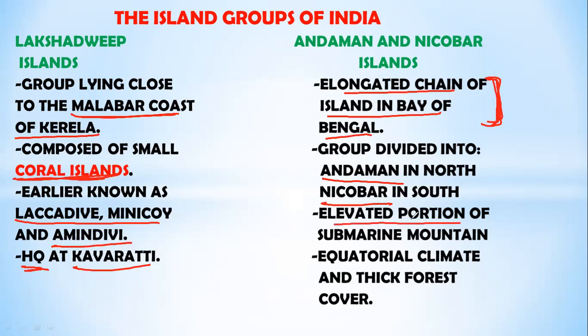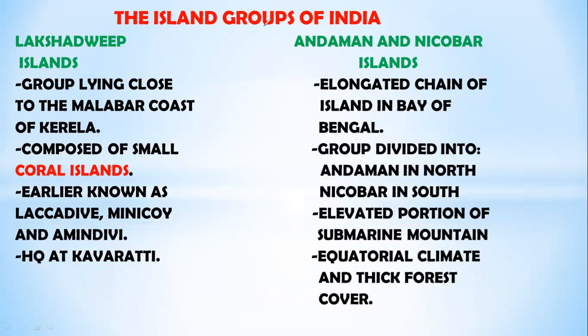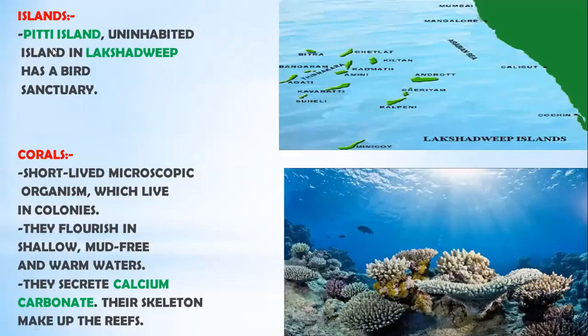The elevated portion of submarine mountain is called Andaman and Nicobar Islands. So basically it is a part of a chain of mountains that got submerged in Bay of Bengal, and later it emerged as Andaman and Nicobar Islands. It has equatorial climate and has thick forest cover. Rainfall is very high in Andaman and Nicobar Islands, due to which it has very thick forest cover.